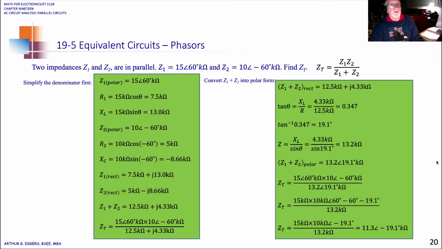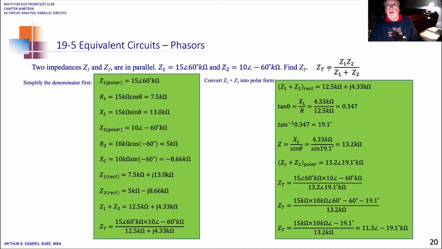So a little more complex problem. Two impedances, Z1 and Z2, are in parallel. Z1 is equal to 15 at an angle of 60 degrees k ohms. Z2 is 10 at an angle of minus 60 degrees k ohms. I hope you can see we're setting up our problem so that we're going to have some subtractive canceling going on here. So we want to find the total impedance.